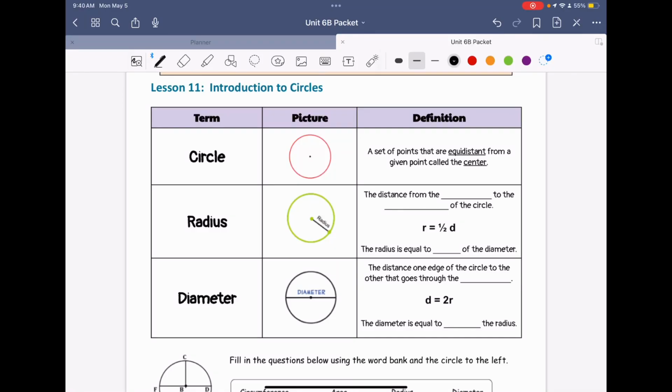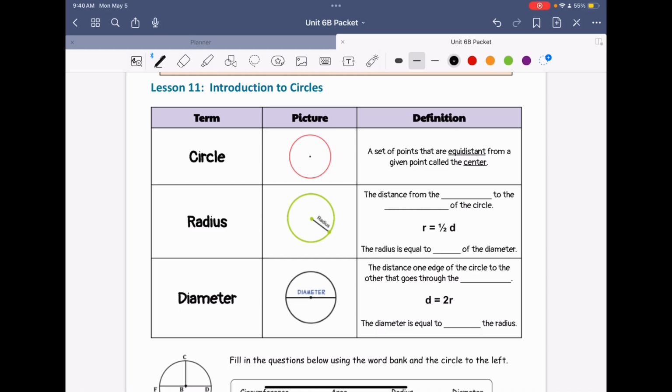Okay, we're on lesson 11, which is our introduction to circles. So we're going to first take a look at 3 beneficial definitions to help us with this unit. To start off, we're just going to talk about a circle. A circle itself is a set of points that are equidistant from a given point that we're going to call the center.